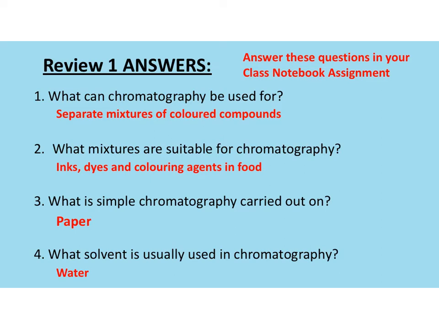So these are the answers to review 1. Number 1, we use chromatography to separate mixtures of coloured compounds. Number 2, inks, dyes and colouring agents in food are suitable for chromatography. Number 3, paper is what we use to carry out simple chromatography. And number 4, the solvent we usually use is water. So give yourself a mark out of 4 for these and we'll move on.